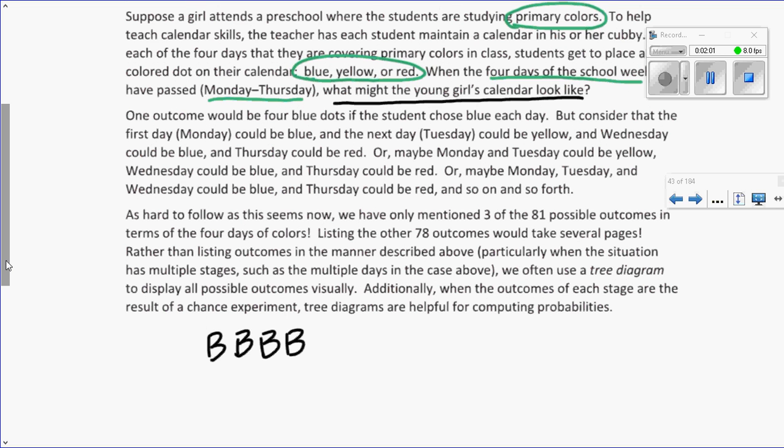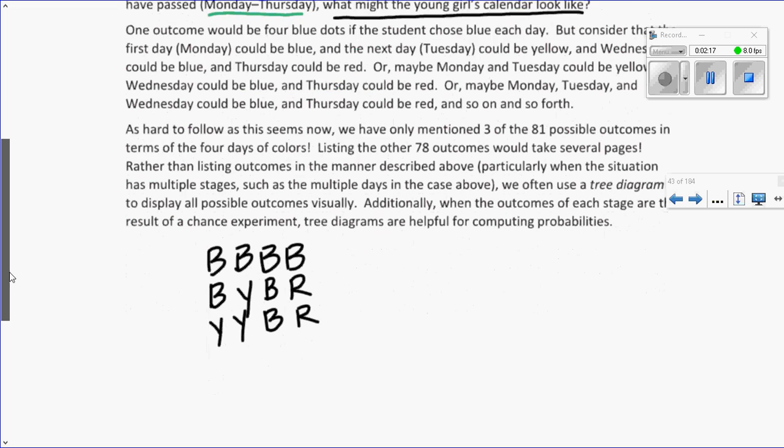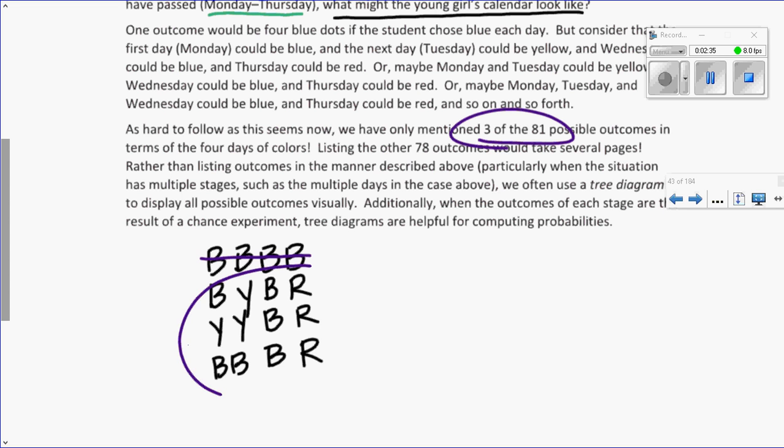But what if the first day, Monday, was blue, and the next day was yellow, and the next day was blue, and the following day was red? Or maybe Monday and Tuesday could be yellow, Wednesday could be blue, and Thursday could be red. Or Monday, Tuesday, and Wednesday could be blue, and Thursday could be red, and so on. That's going to take us a really long time to do. We've only mentioned 3 of the 81 ways that it could be.